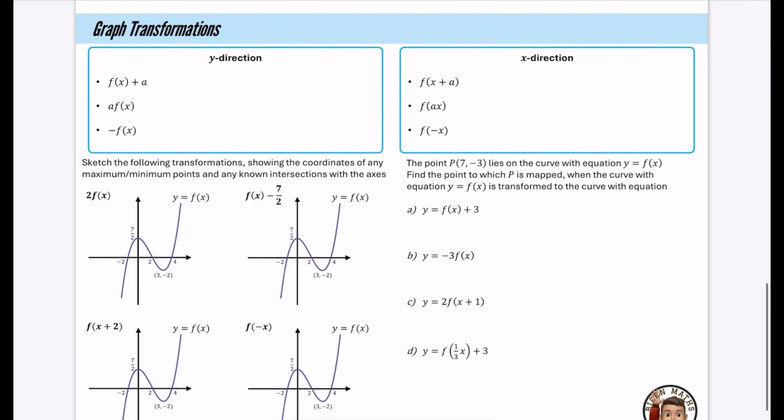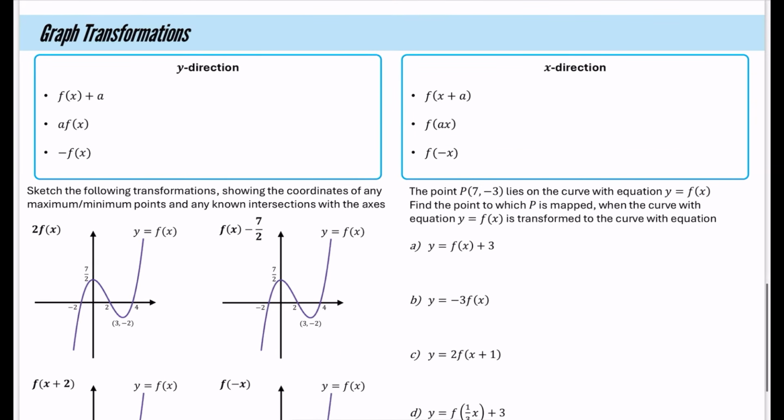Now we can look at graph transformations, and I split these into stuff to do with the y direction and stuff to do with the x direction. Y direction meaning going up and down, and x direction meaning left and right. Now the y direction kind of behaves how you would expect. The x direction stuff is the thing that does what you would not expect, or kind of like the reverse of what you think it might be.